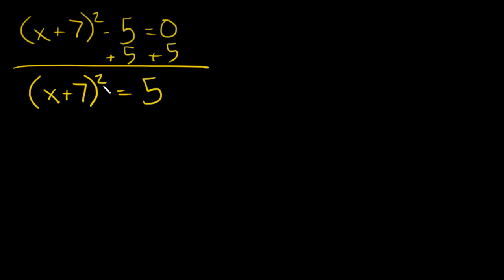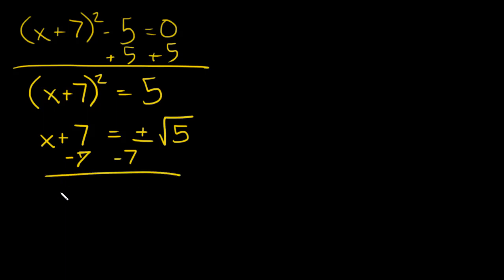And now I'm going to take the square root of both sides. So square root, square root. When I take the square root of a square, it undoes the square. So I have x plus 7 on this side equals plus or minus root 5. Okay, now all I do is subtract 7. And when I do that, I'm going to wind up with x is equal to negative 7 plus or minus root 5.